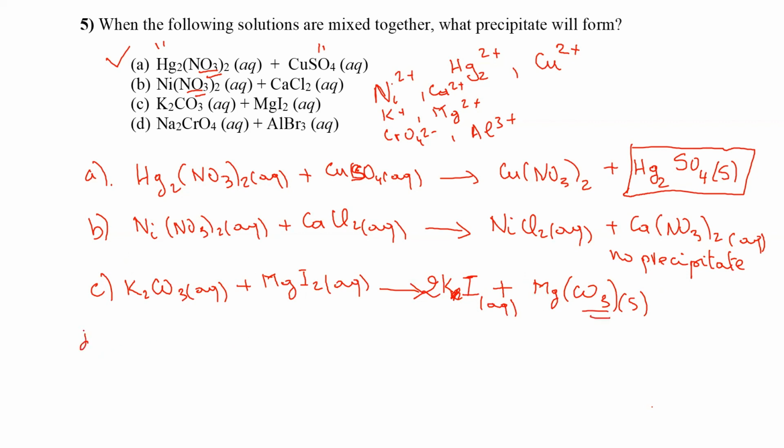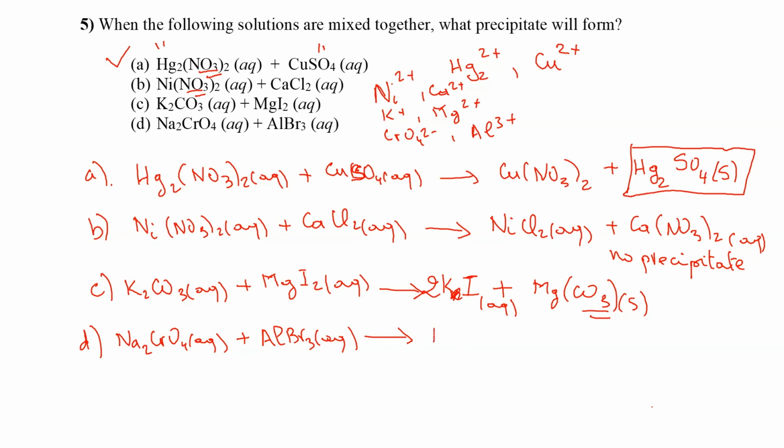Now the last one, we have sodium chromate that reacts with aluminum bromide. Here we have sodium. Anything with sodium is soluble. Anything with bromide is soluble, except when it is with our 3 ions, which are silver, mercury, and lead. So this one is none of them, so it's soluble. Here we'll have aluminum that will go with chromate. Remember, chromate is like carbonate. It's soluble only when it is with 1A. So aluminum chromate is not going to be soluble.